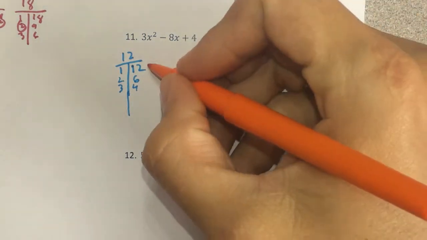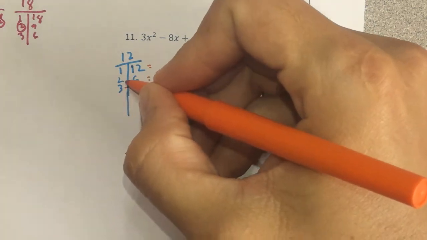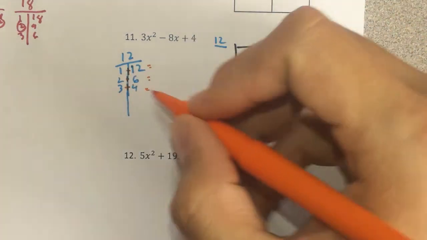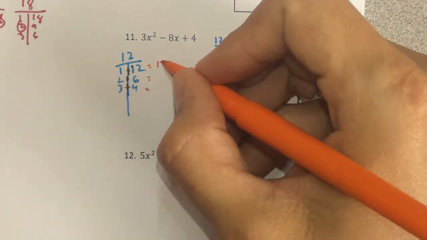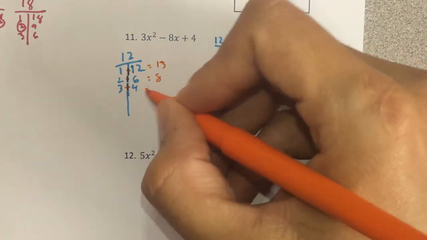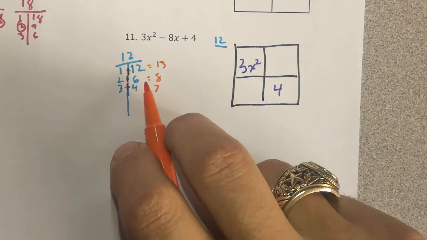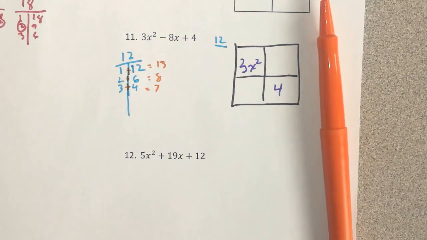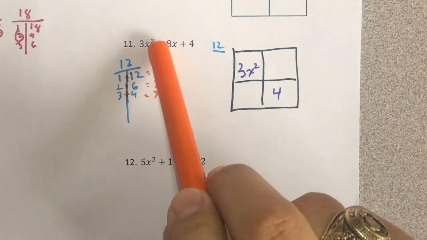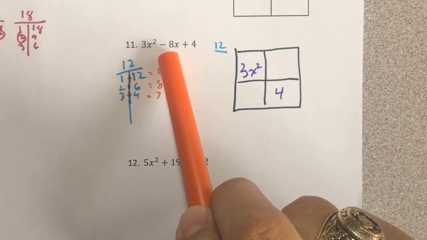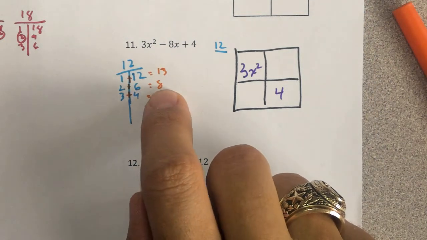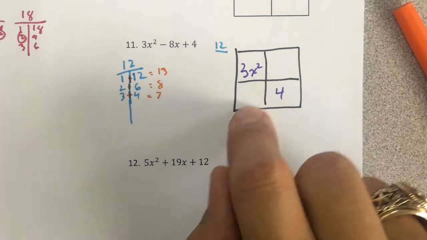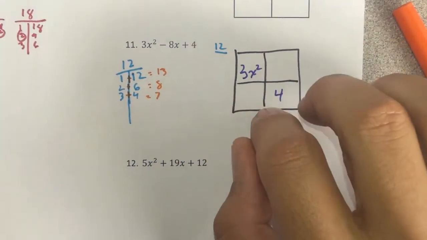So what we're going to do is add these up and see what they get us. 1 plus 12 is 13, 2 plus 6 is 8, 3 plus 4 is 7. Now, when we're looking for this B value, which is -8, I don't see that in here. This is not -8, this is +8. If I put +2x and +6x in here, it will not work, it will not be the right one.